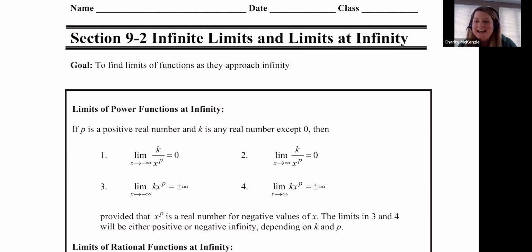So this is 9.2, and this is infinite limits. It's really similar to what we've been doing with 9.1, and we still have some indeterminate form. But what if the graph goes straight up and has an asymptote? So it's getting close to a number and it's going all the way up to infinity. So what are we going to do then?